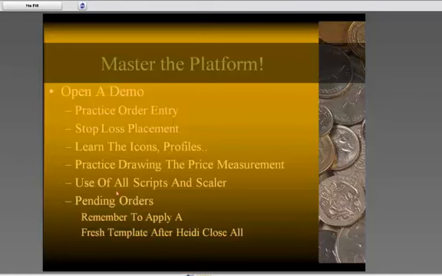Thank you, Ray. Practice placing your pending scaling orders, your stop losses, your adjustments, all the stuff that I talked about. Don't forget to put a fresh template on after Heidi Close All.